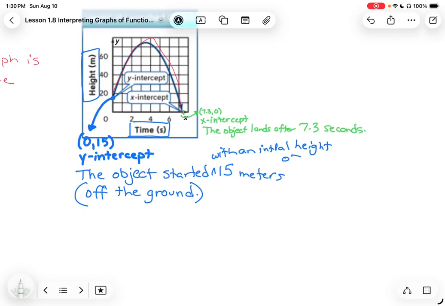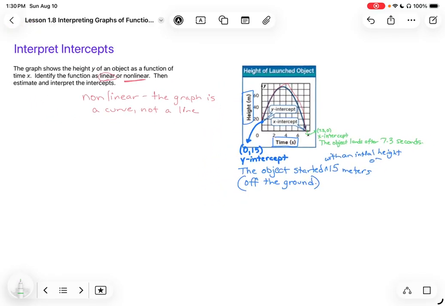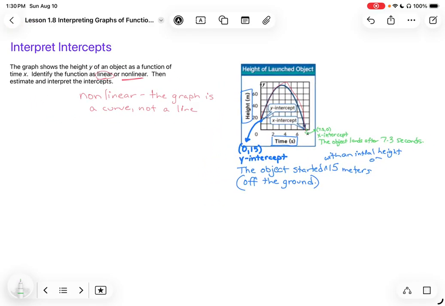And that is where the object starts. It starts 15 meters as its initial height, probably off the ground, and then it lands after 7.3 seconds. So we shoot the object up in the air. It goes up to some kind of maximum height, which is called the vertex. That's this height right here, whatever the maximum is. And then it comes back down, and from the time it launches to the time it lands, it takes a total of 7.3 seconds.